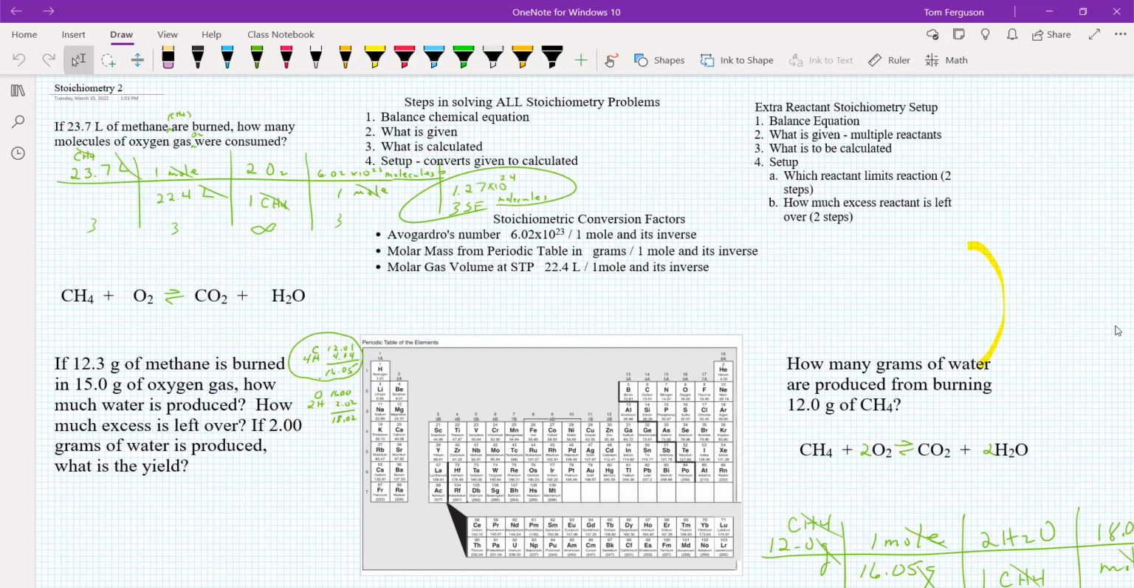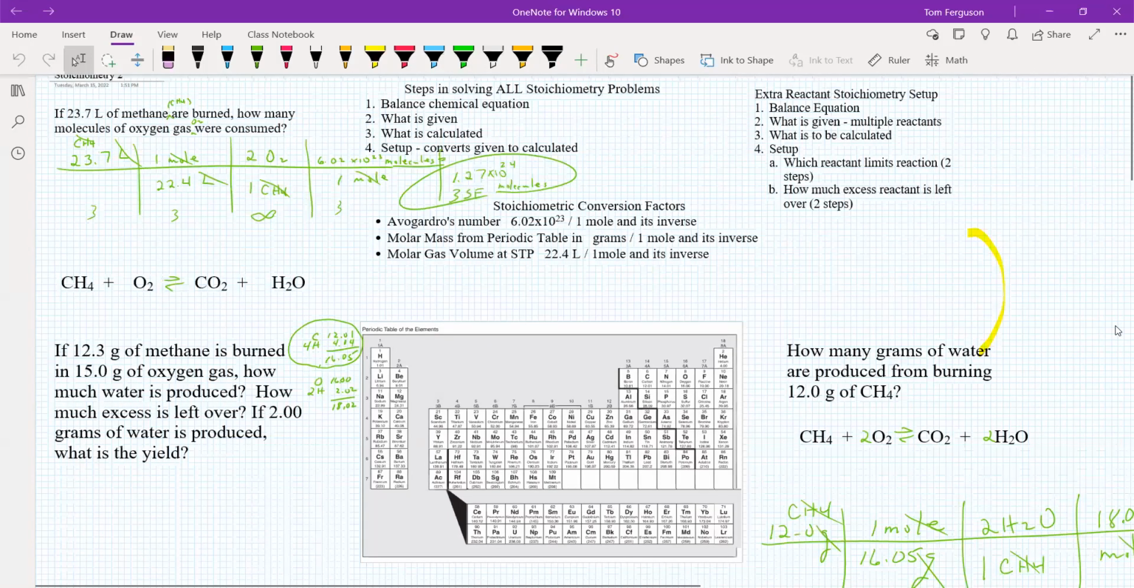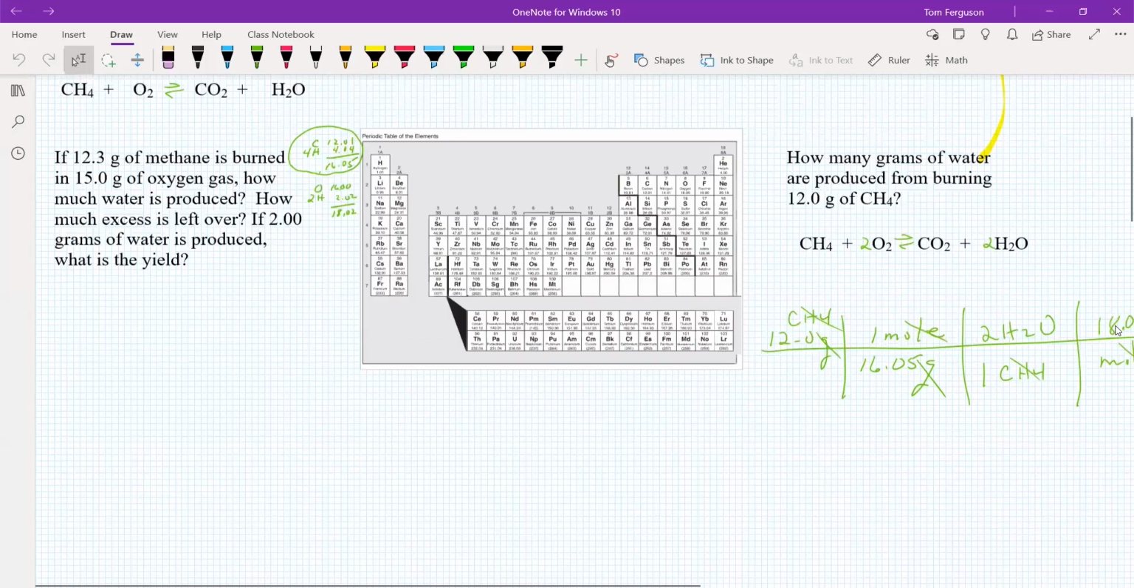Okay, so 12.3 grams of methane is burned in 15 grams of oxygen gas. So right away, you're going, this is getting more complicated. So we have 2 givens here. We have our good old methane being burned, and we need to balance it real quickly.